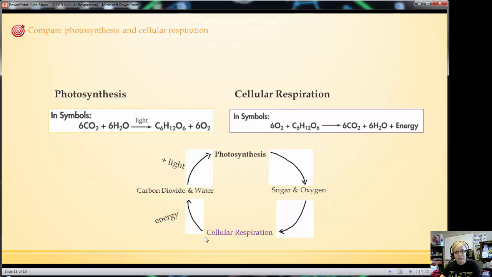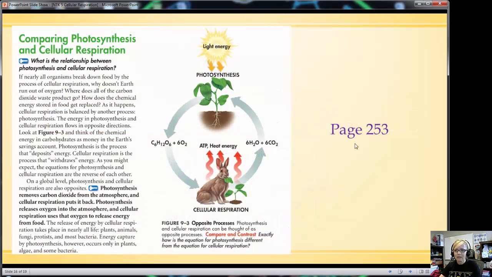Look at this cycle. It's a continuous cycle. The reactants of photosynthesis are the products of cellular respiration. The products of photosynthesis are the reactants of cellular respiration. So we can compare and contrast these, and we can even draw a cycle showing how the reactants of one are the products of the other. That's what page 253 in your book is about. This is one of those big picture aha moments that you need to make sure that you're getting.